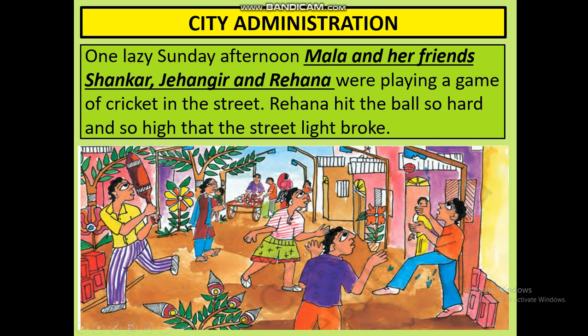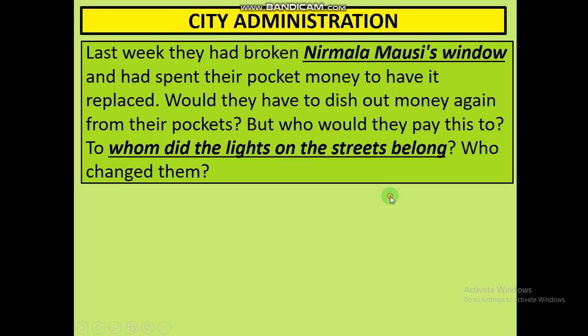One lazy Sunday afternoon, Mala and her friends Shankar, Jahangir, and Rehana were playing a game of cricket on the street. Suddenly, what happened? Rehana hit one ball so hard that it hit the street light, and the street light broke. As you can see, there are a lot of street lights on the road. This is the road of the colony, and these kids were playing on the road, and by mistake Rehana's ball hit the street light, and it was broken.